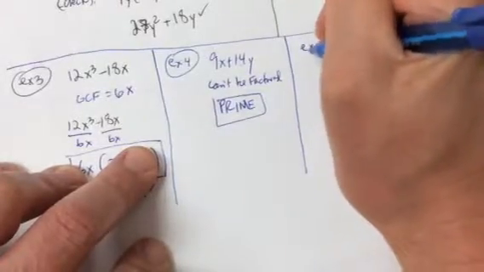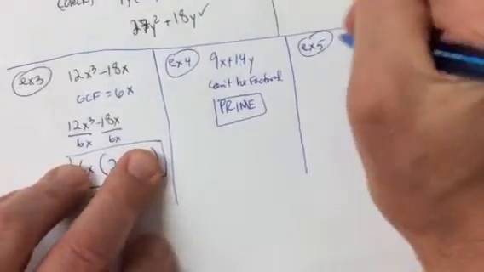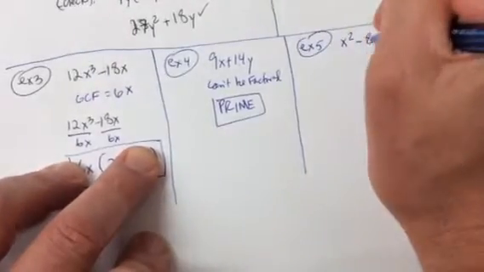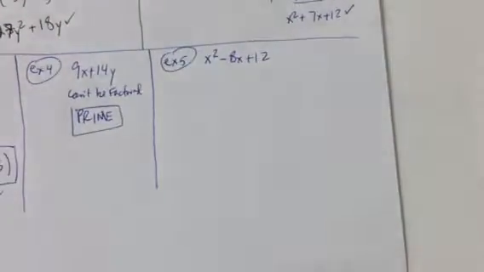Okay, let's do example 5. For example 5, let's do x squared minus 8x plus 12. Go ahead and pause this and do that one on your own, and then let's start it back up.